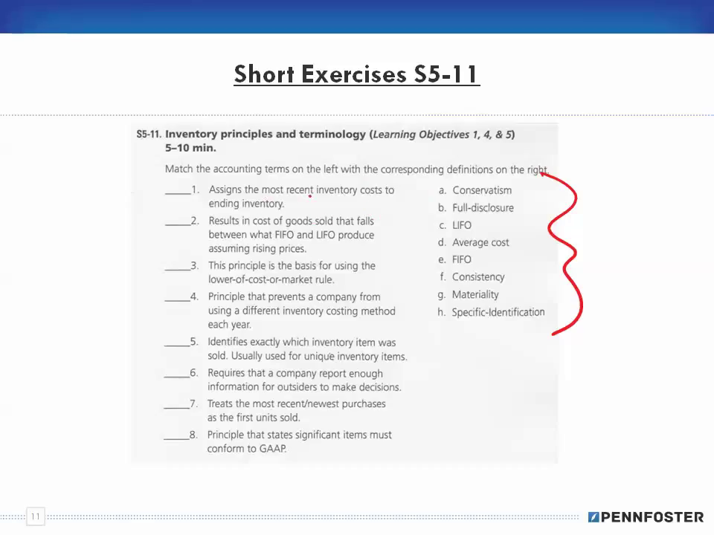Number one, assigns the most recent inventory cost to ending inventory. That for me would be conservatism. And why is that conservatism? Because we're using our most recent inventory costs, okay? We're not inflating or deflating, all right? If I used the oldest costs, I wouldn't be as conservative, right? I'm not representing them in the correct light.